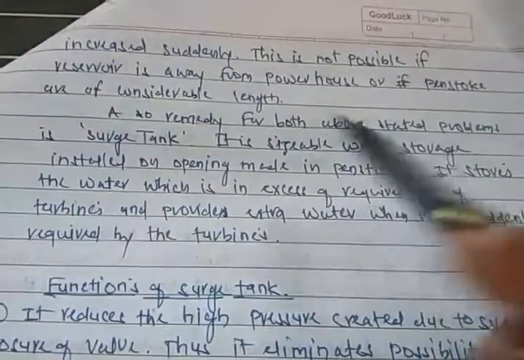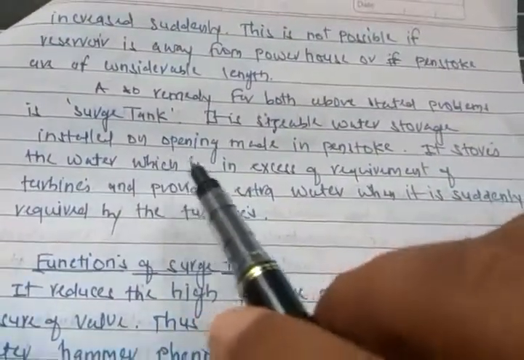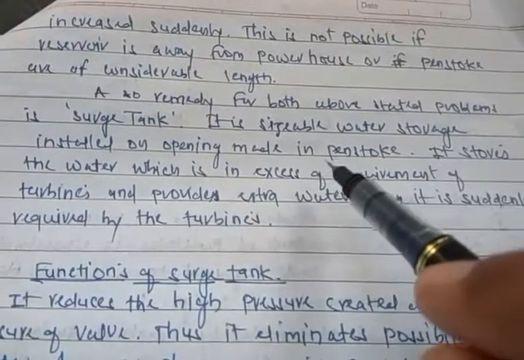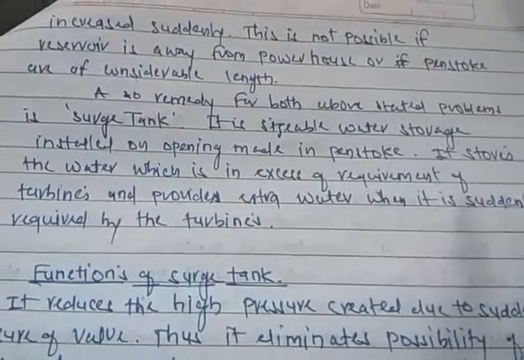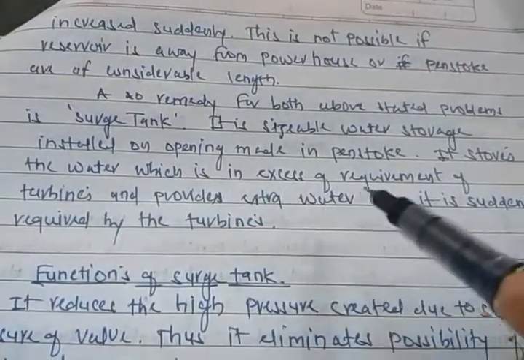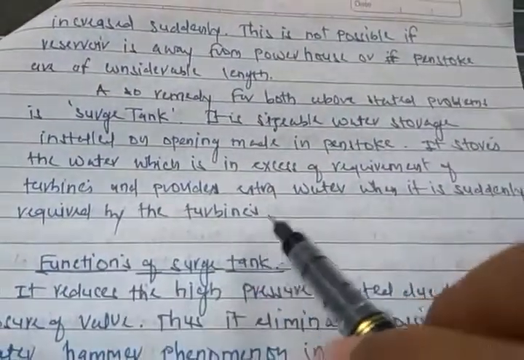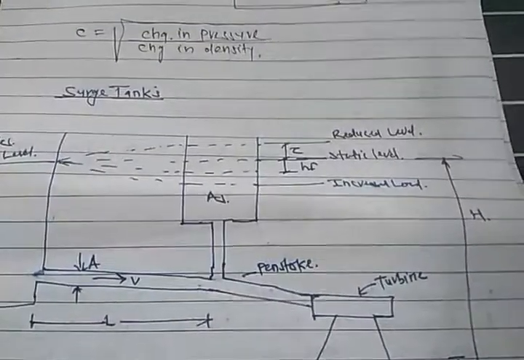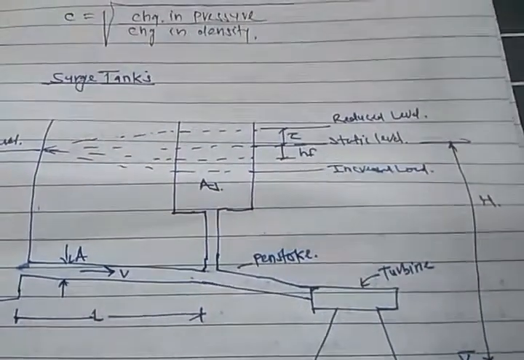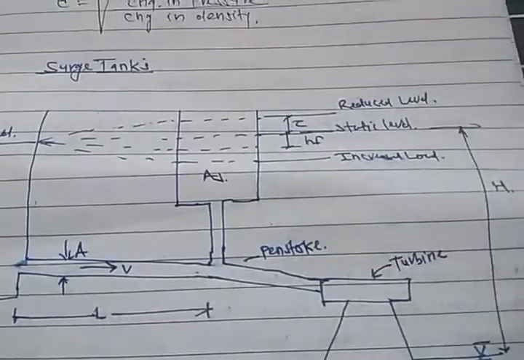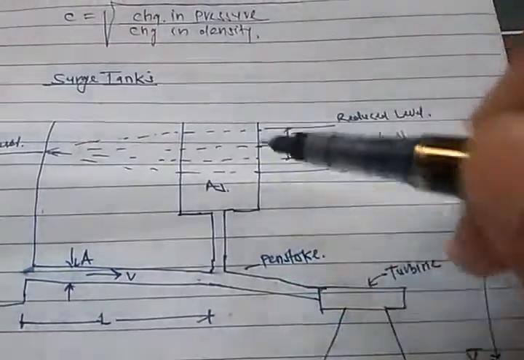It is a sizable water storage installed on an opening in the penstock. It stores the water which is in excess of the requirement of the turbine, and it provides the extra water when it is suddenly required by the turbine. So the surge tank works as a temporary water bank. It stores the excess water when there is less demand, and it supplies the additional water when the demand is suddenly increased. So this is the surge tank.